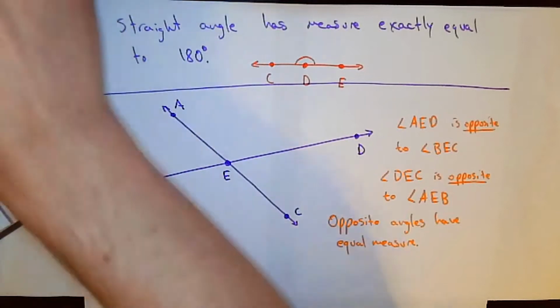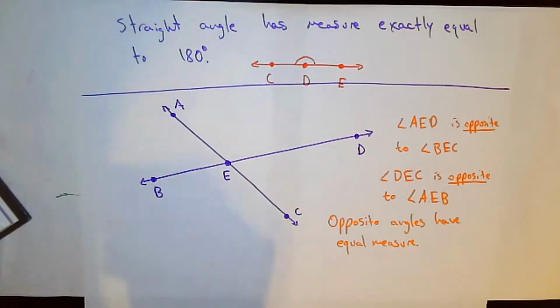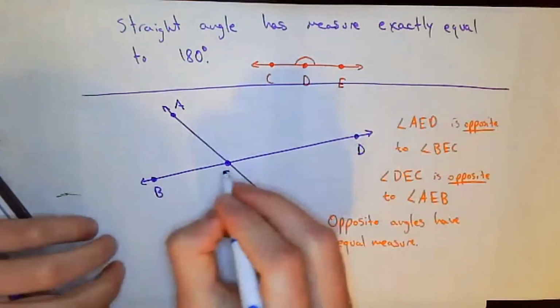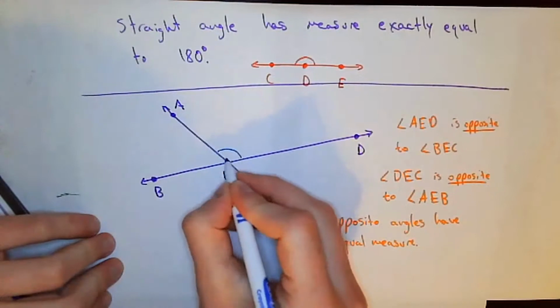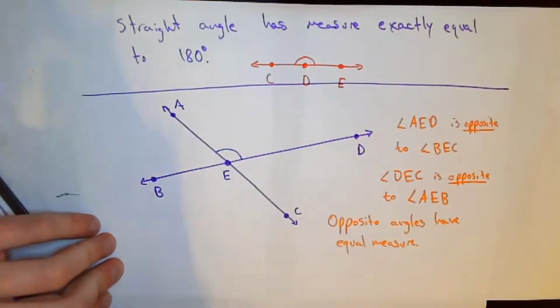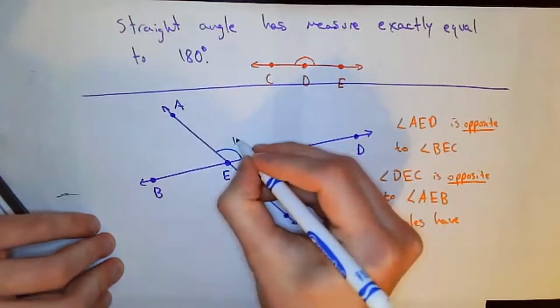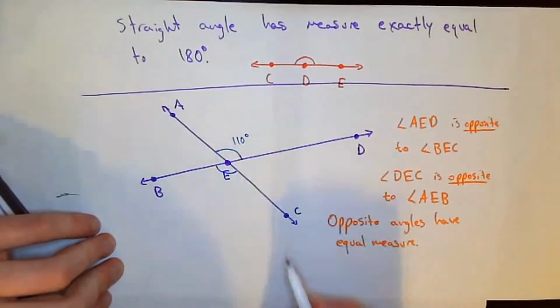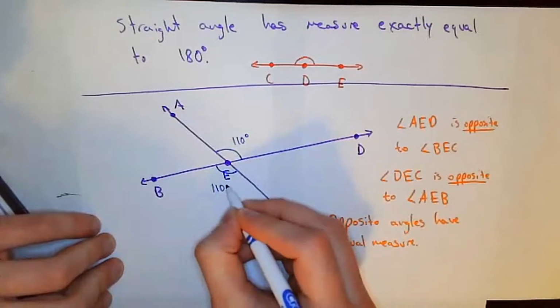So that means if I were to plop down some measures on this picture, let's just make up an angle measure here. It's like 110 degrees, maybe, just to make it easy. 110 degrees. Well, that means this angle over here, the one opposite to it, is also 110 degrees.